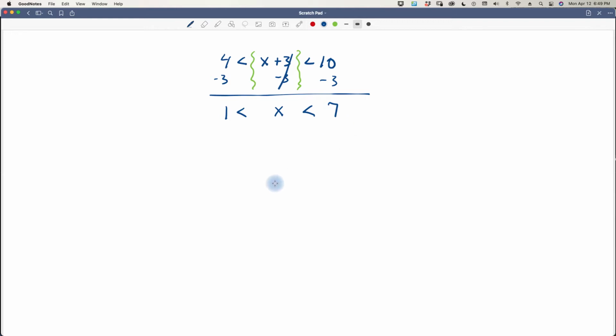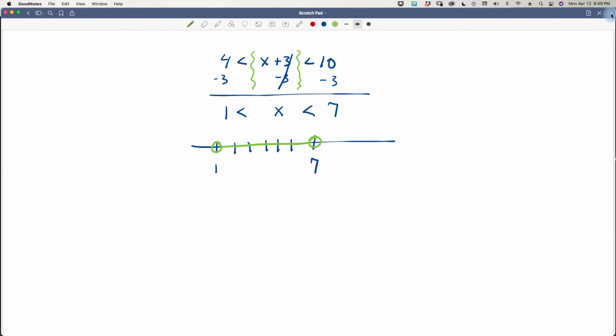Now we can graph this. We know what to do with it. We draw a number line. We identify our 1, and we identify our 7, and we switch. We circle this because neither one of them have an equal, and we draw a line in between. And that's how we would solve to get to this conjunction inequality statement so that we can graph it.